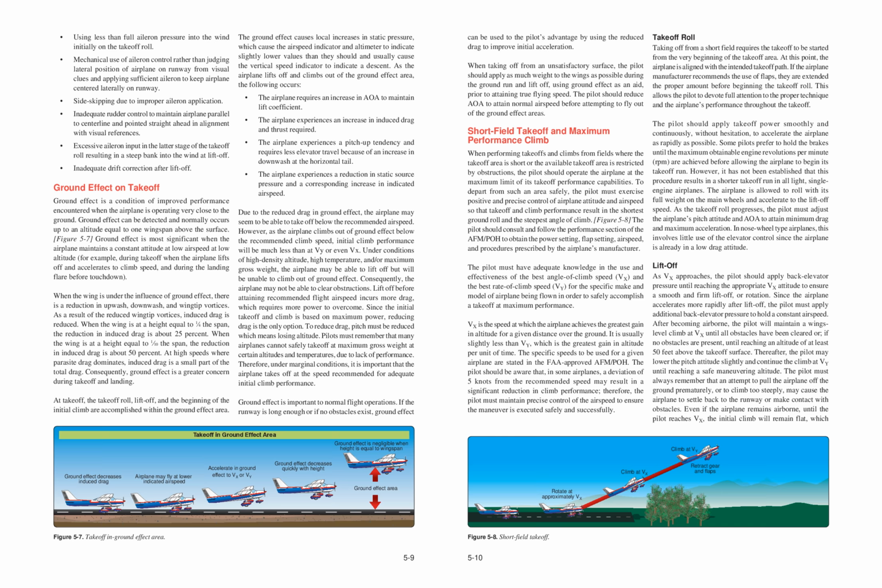Liftoff before attaining recommended flight airspeed incurs more drag, which requires more power to overcome. Since the initial takeoff and climb is based on maximum power, reducing drag is the only option. To reduce drag, pitch must be reduced, which means losing altitude. Pilots must remember that many airplanes cannot safely take off at maximum gross weight at certain altitudes and temperatures, due to lack of performance. Therefore, under marginal conditions, it is important that the airplane takes off at the speed recommended for adequate initial climb performance.